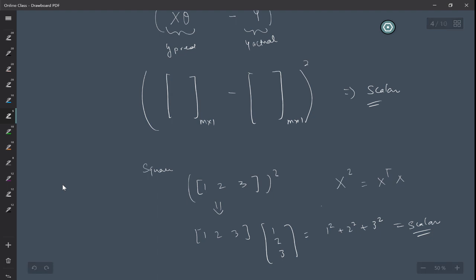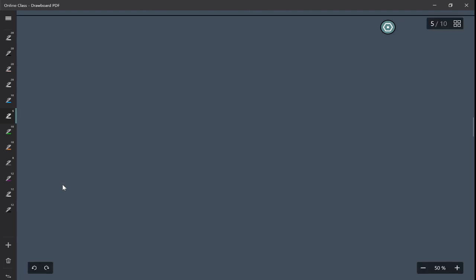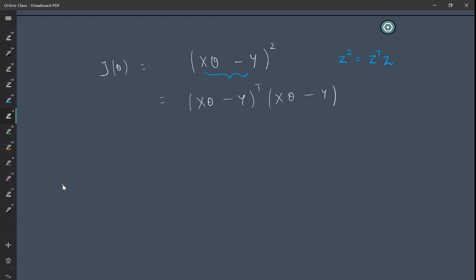By writing the same thing in matrix notation, we can express our loss function. J theta, the loss function, can be written as the square of x theta minus y, using the properties. This whole thing is a vector, let's say z, so z square can be written as z transpose into z. So I can write this as x theta minus y transpose into x theta minus y. This is now the loss in matrix notation, the same loss function in matrix notation.